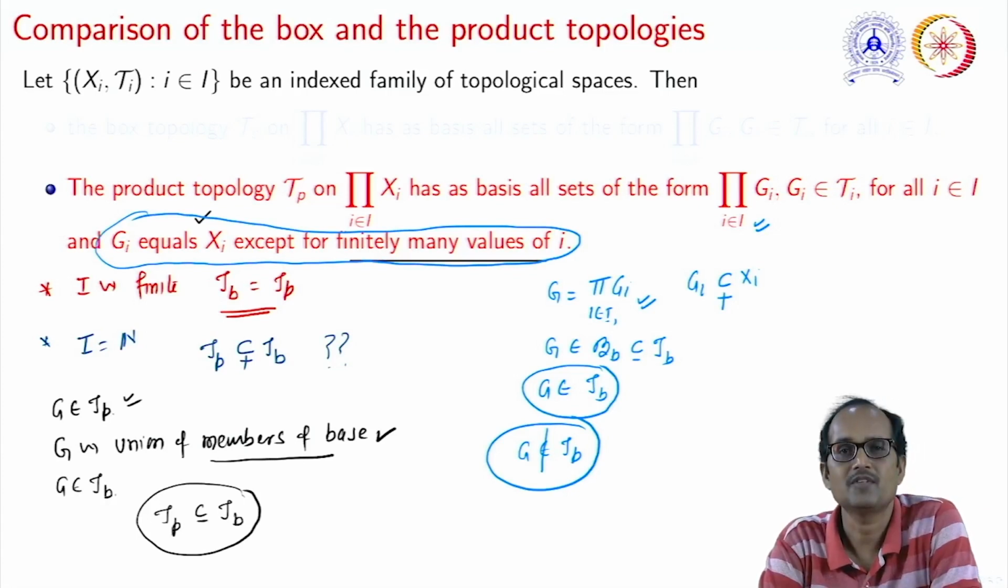So what we have seen is that we have discussed two topologies on an arbitrary product of sets. One was generated by a basis and one was generated by a subbasis. In the case when I is a finite set, both topologies coincide, that is, both are equal. We have also seen that the product topology is strictly coarser than the box topology.